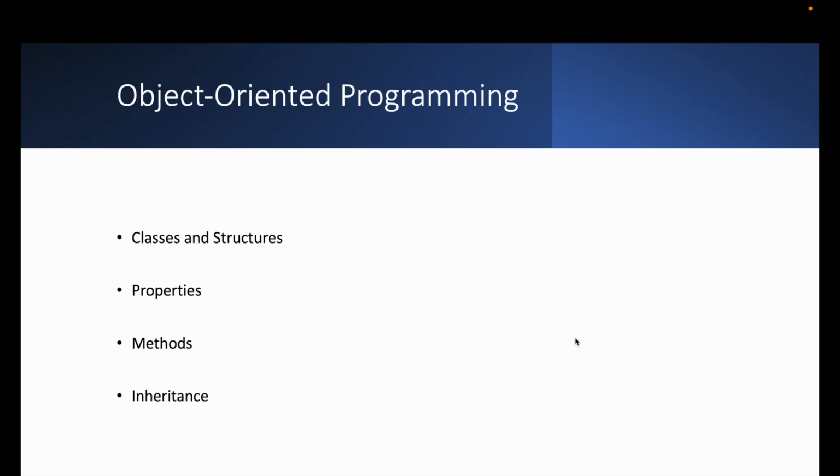Object-oriented programming. Object-oriented programming is a programming paradigm that uses objects to design and structure software. In Swift, object-oriented programming is implemented using classes and structures. This particular video will cover the basics of object-oriented programming, including classes, structures, properties, methods, and inheritance. Now let's jump into it.